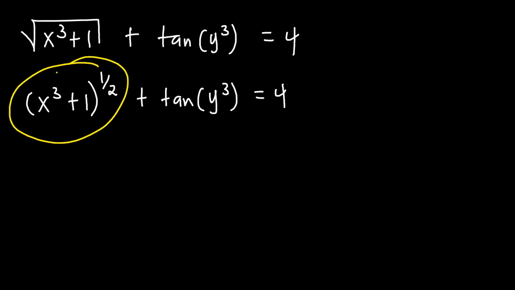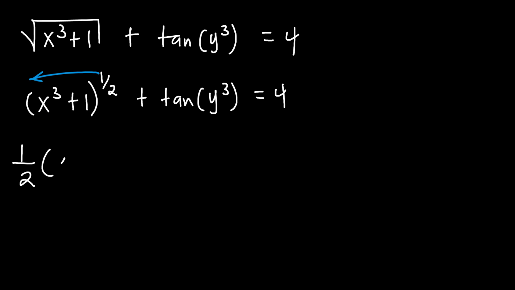How can we differentiate x to the power of 3 plus 1 raised to the power of 1 over 2? To differentiate this, we shall use what we call the chain rule. First of all, we shall take this to the front. So we shall have 1 divided by 2 times x to the power of 3 plus 1, and then we shall reduce the power by 1. 1 divided by 2 minus 1 will give us negative 1 divided by 2. And then we shall multiply this by the derivative of the inside function. If you differentiate x to the power of 3 plus 1, you get 3x to the power of 2. So this will be 3x to the power of 2. So that's how you differentiate such a function using the chain rule.